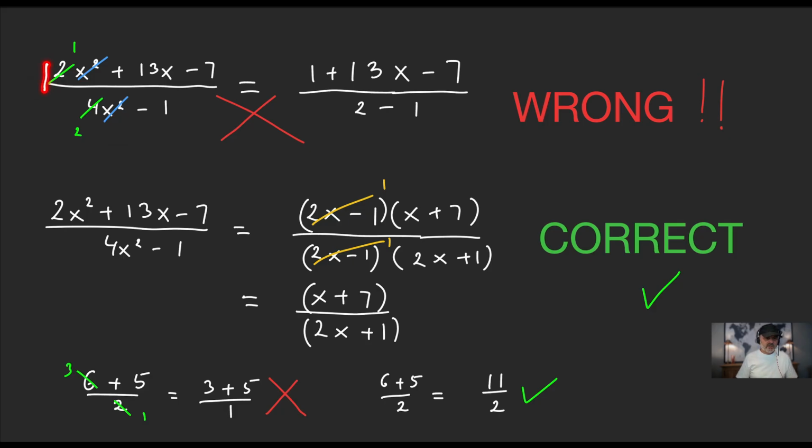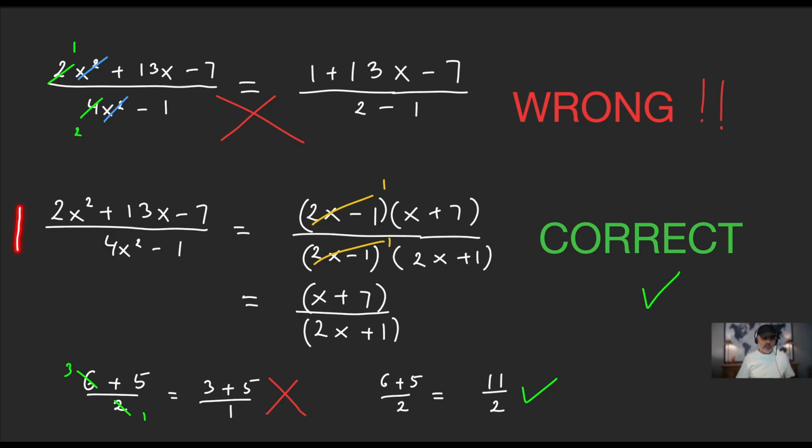What students who make mistakes do is observe that 2x squared and 4x squared are like terms, so they cancel it by 2. They also cancel x squared on top and bottom, and they get that result, which is a wrong step. So please avoid canceling terms. You have to factor first.